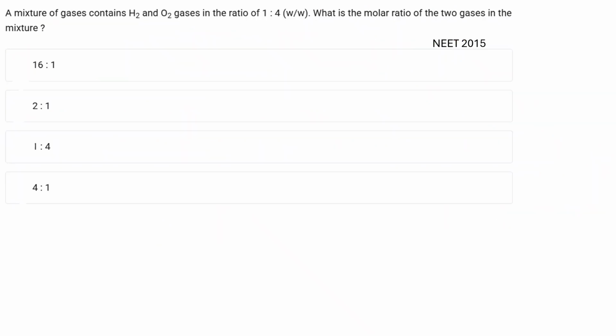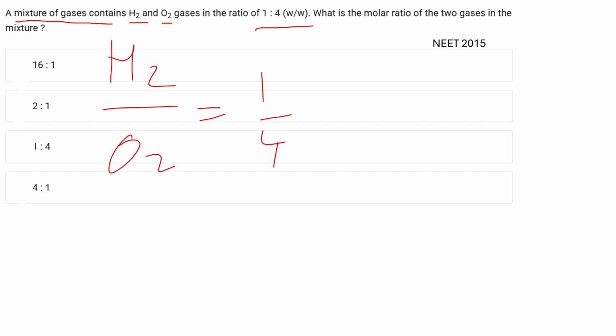Then this is the final and interesting one. They gave a weight ratio and they want a molar ratio. I'm reading the question. A mixture of gases contains H2 and O2 gases in the ratio, which means weight by weight ratio, H2 to O2 equal to 1 by 4. This is a weight in grams, everything in grams. What is the molar ratio of the two gases in the mixture? We need to find moles. Molar ratio is simply moles. What is the formula to find moles?